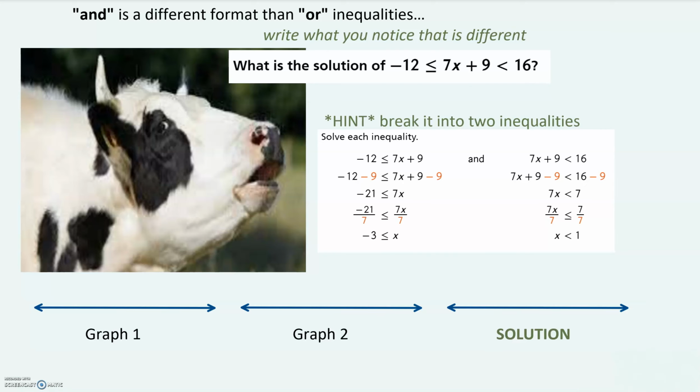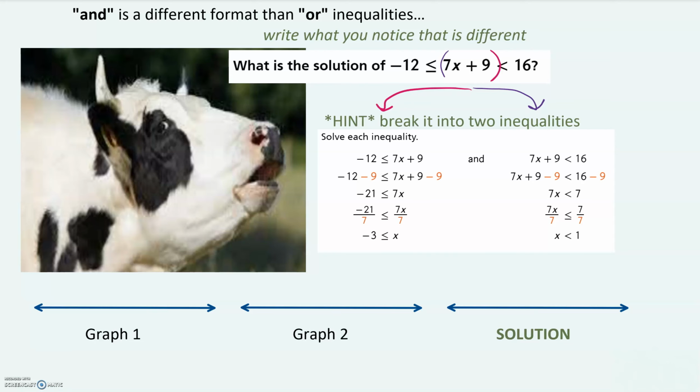As you can see, the solution is broken into two different inequalities. We have that negative 12 is less than or equal to 7x plus 9. And they took this and solved it on its own down there. The second inequality that it was broken into is 7x plus 9 is less than 16. And they took this inequality and solved it over here. By breaking it up into the two inequalities, it is a little easier to see how to isolate x and the inverse operations needed to get there.